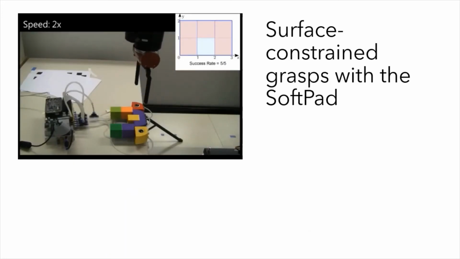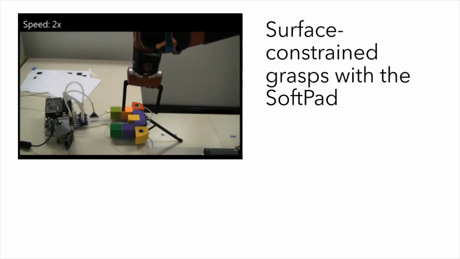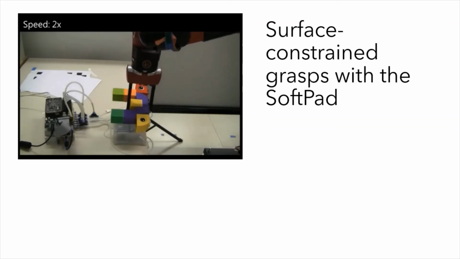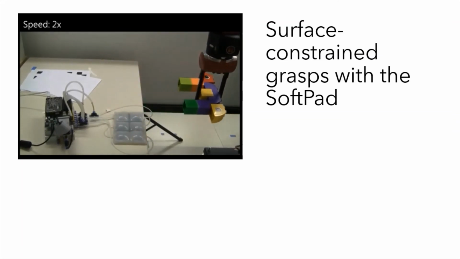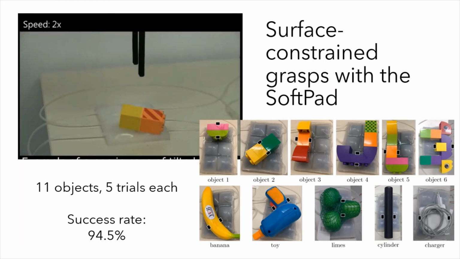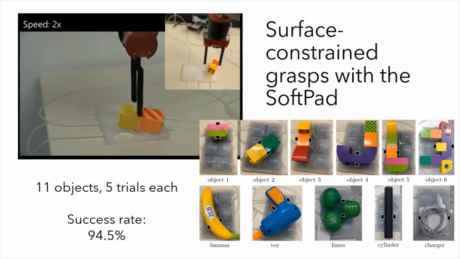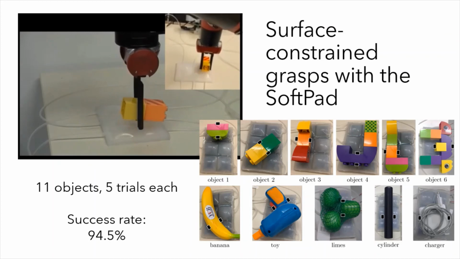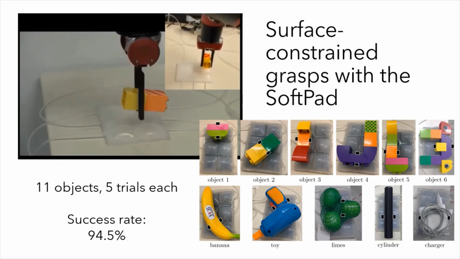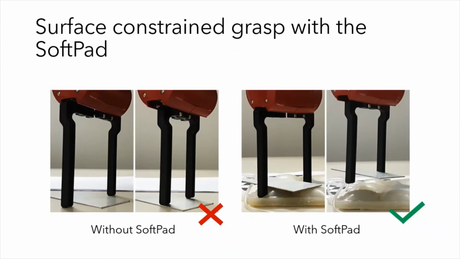Based on the number of modules that are in contact with the object, we can extend the procedure that we just saw to other objects that are even more complex or bigger. We tested our algorithm with 11 different objects and we got a success rate of 94.5%. As you can see in the slide, the SoftPad allows a rigid gripper to grasp objects that would be impossible to grasp if they were placed over a rigid surface.